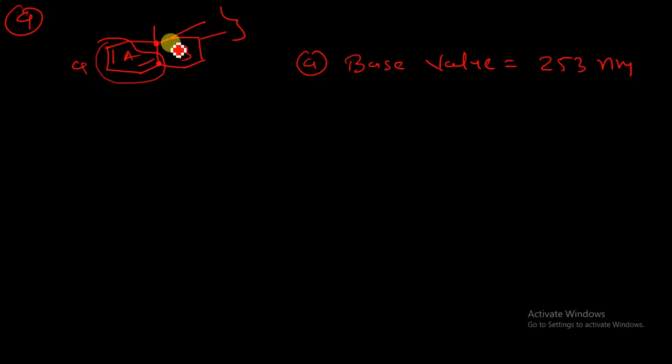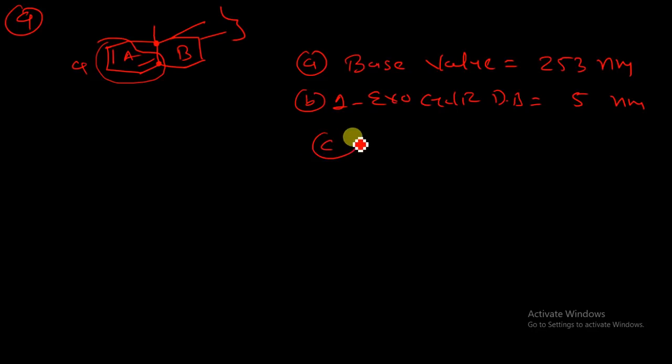But if I have to consider B, there is one exocyclic double bond present over here. So here in this structure I am having one exocyclic double bond, so I have to consider 5 nanometer. Okay, now the third thing. So this is my B part.